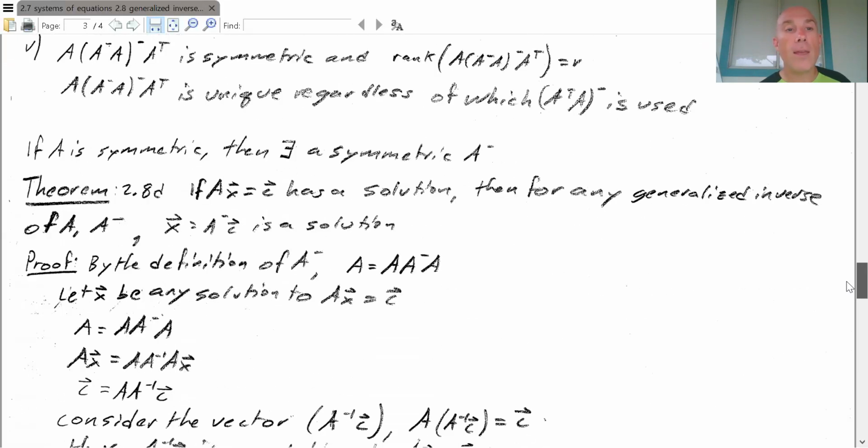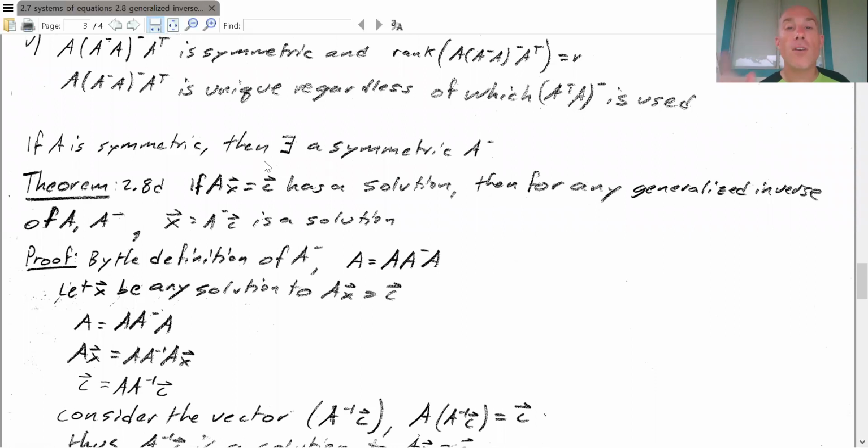All right, now, if A is symmetric, then there exists a symmetric generalized inverse. But the generalized inverse doesn't have to be symmetric. There just is at least one. All right, let's look at a theorem. If A times X is equal to C has a solution, then for any generalized inverse of A, I can go generalized inverse times C, and that will automatically give me a solution.